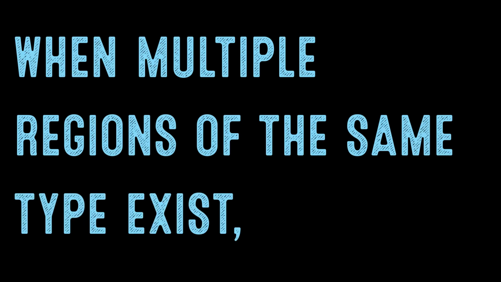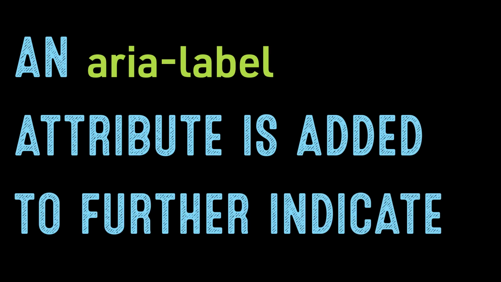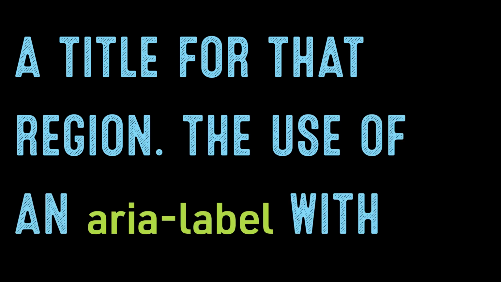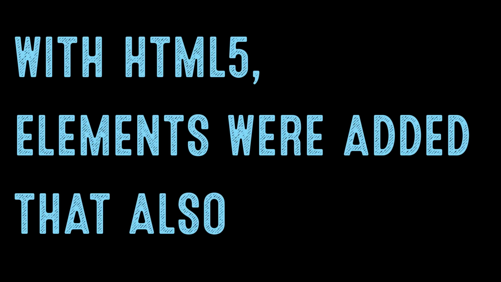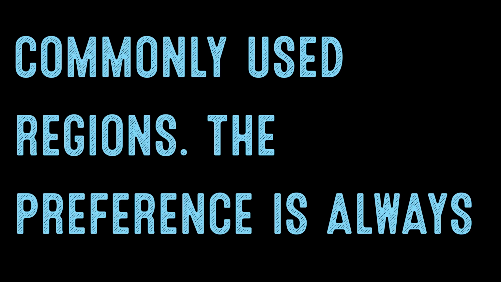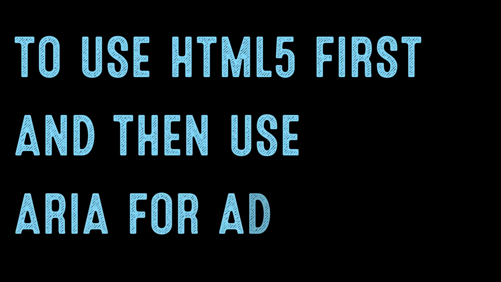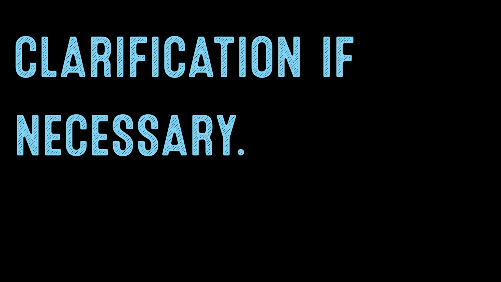When multiple regions of the same type exist, an ARIA label attribute is added to further indicate a title for that region. The use of an ARIA label with a section element defines it as an ARIA landmark. With HTML5, elements were added that also define commonly used regions. The preference is always to use HTML5 first and then use ARIA for additional clarification if necessary.